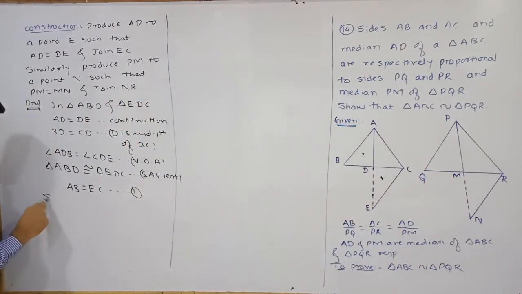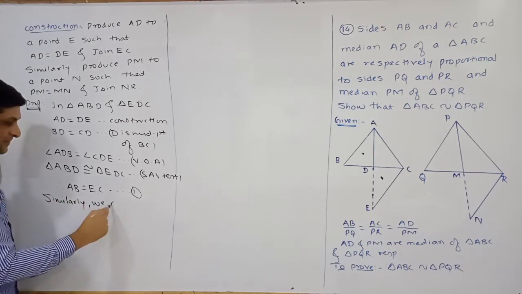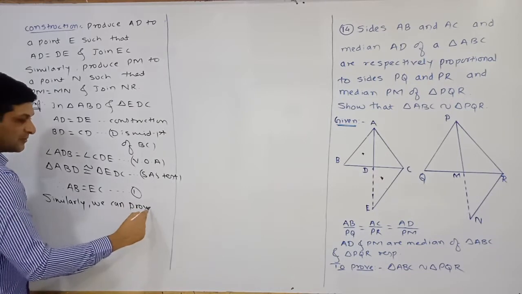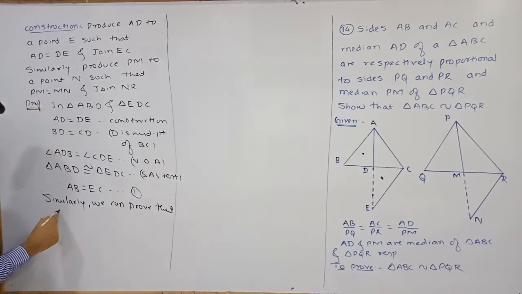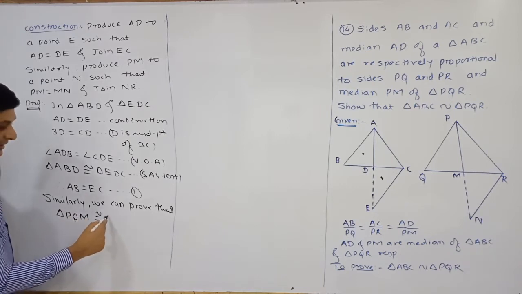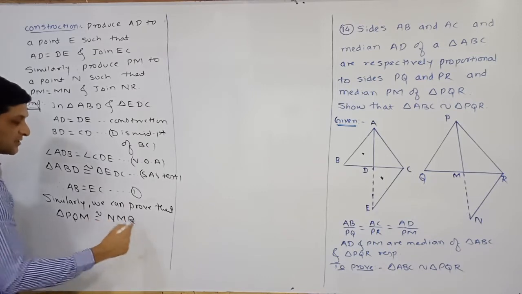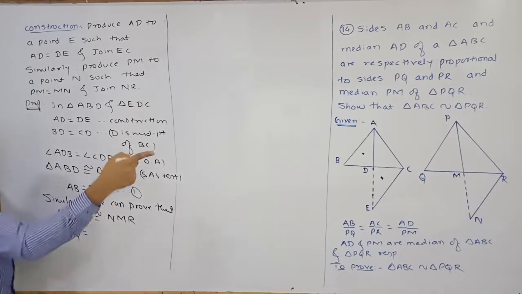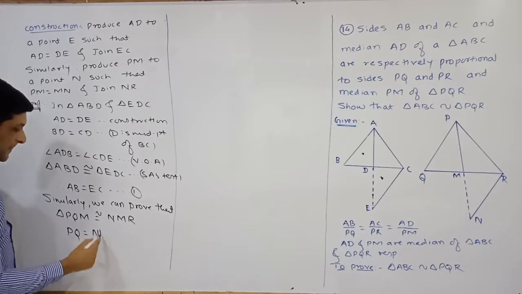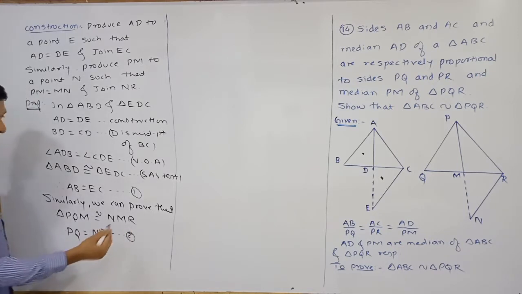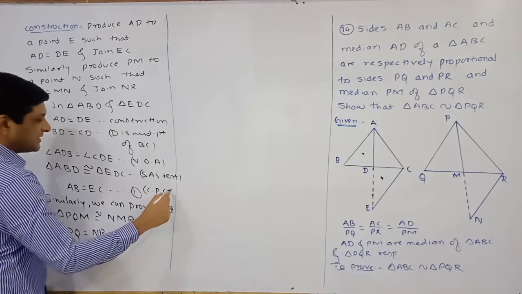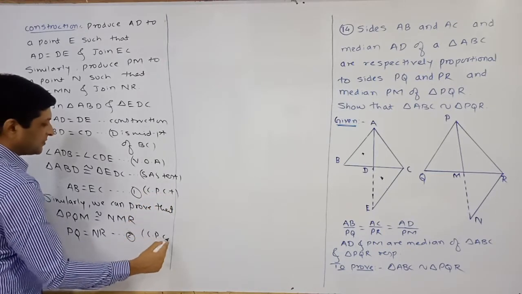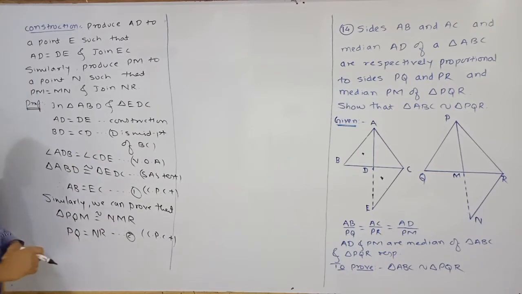So similarly we can prove that triangle PQM is congruent to triangle NMR. Once these two triangles are congruent, we can say that PQ will be equal to what? NR. Let us denote it by equation number 2. This is the reason: corresponding parts of congruent triangles, CPCT. Here also corresponding parts of congruent triangles. So denote it by equation first and second.